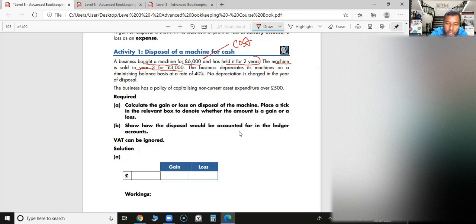This 3,000 is called proceeds. Please write it down in your book. This 3,000 is called sale proceeds. And so we got that money: bank debit, disposal credit. Please do remember the double entry.